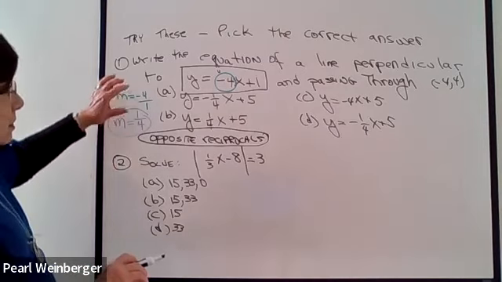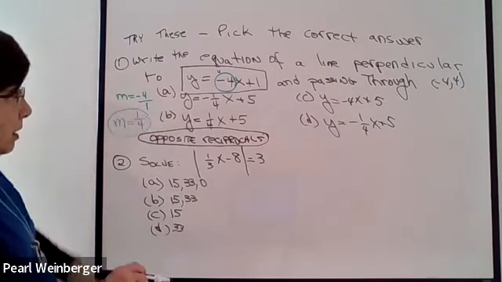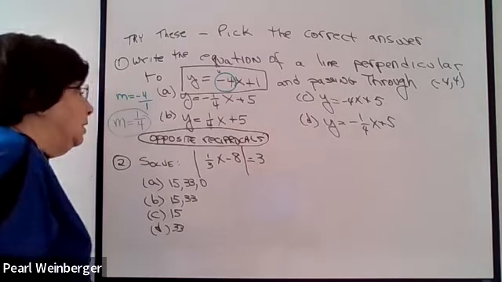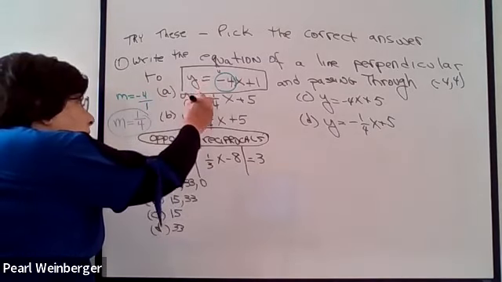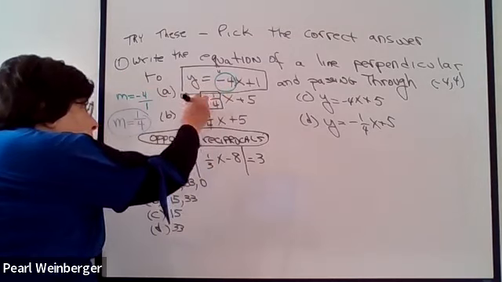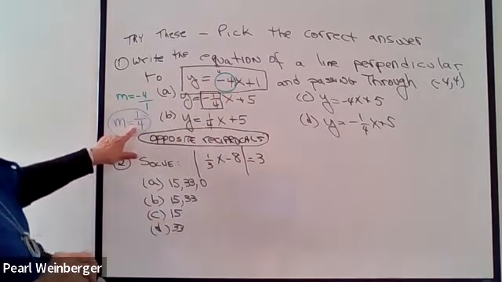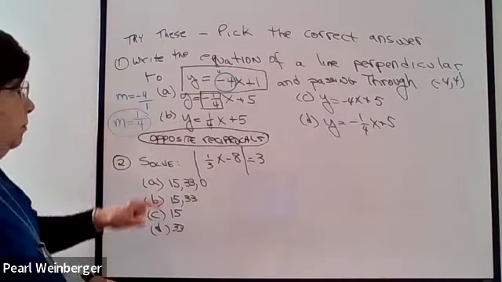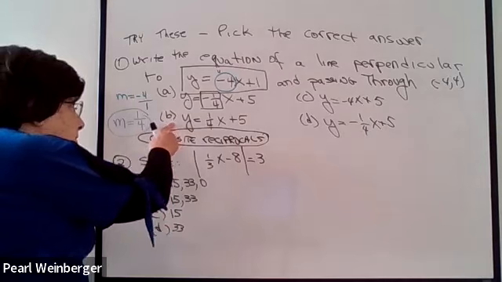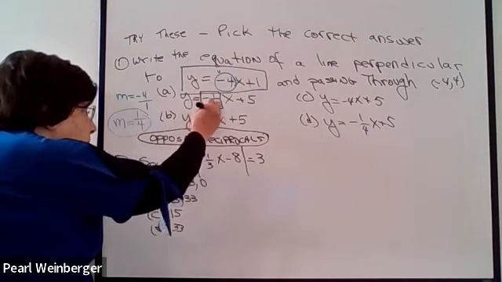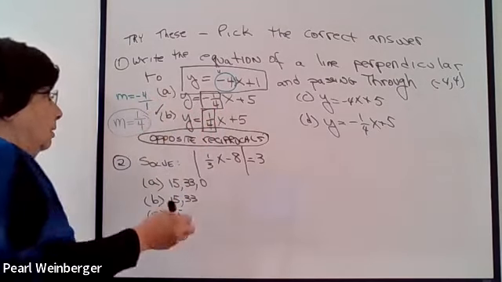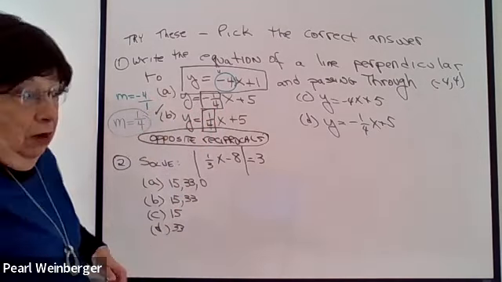But let's look at each answer and see what the slope of each line is. So in answer A, the slope is negative 1/4. But that's not what we wanted. We wanted the slope to be positive 1/4. In B, the slope is 1/4. So this is a possibility. But maybe there are other possibilities. Let's keep going through the answers.